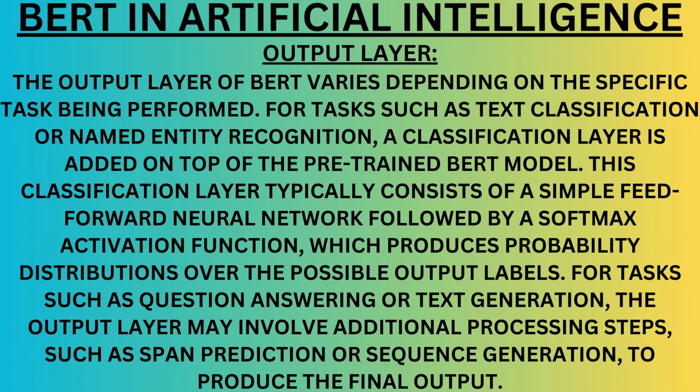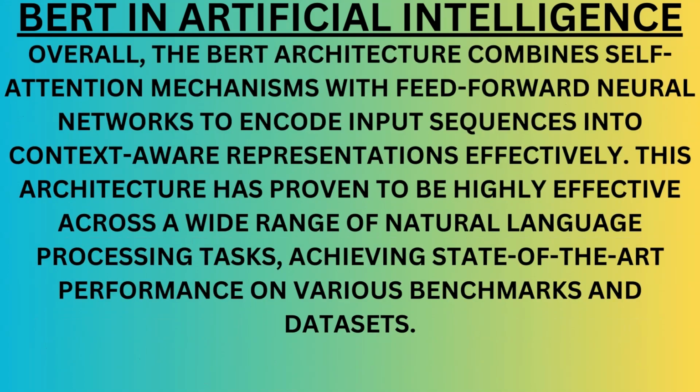For tasks such as question answering or text generation, the output layer may involve additional processing steps such as span prediction or sequence generation to produce the final output. Overall, the BERT architecture combines self-attention mechanisms with feed-forward neural networks to encode input sequences into context-aware representations effectively. This architecture has proven to be highly effective across a wide range of natural language processing tasks, achieving state-of-the-art performance on various benchmarks and datasets.